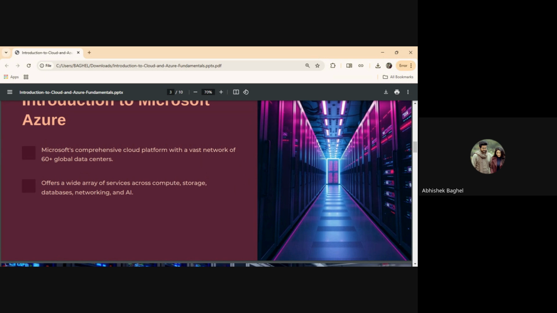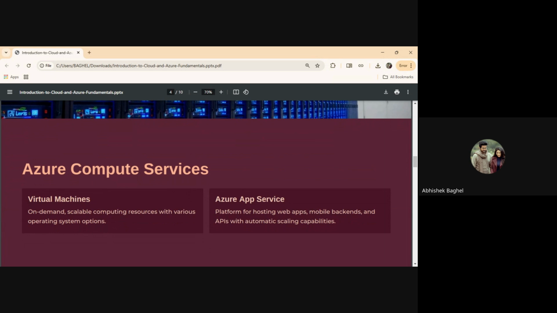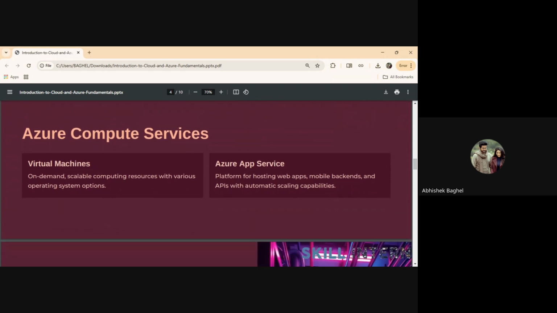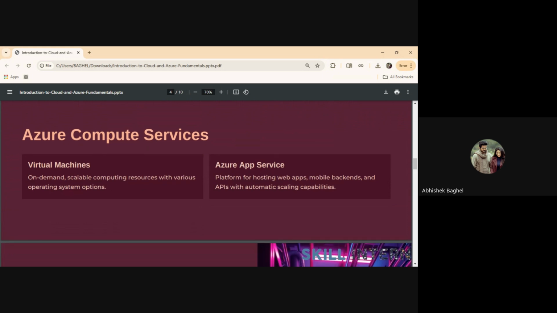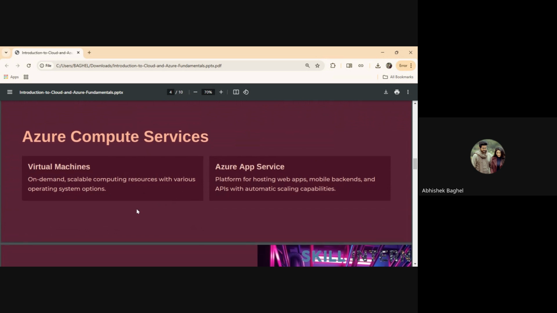Fine. Okay. Now let's see what the core computing services of Azure are. Okay, so the core compute services by Azure, as I said, start with virtual machines, which are in very high demand nowadays. They provide on-demand scalable computing resources with various operating system options.